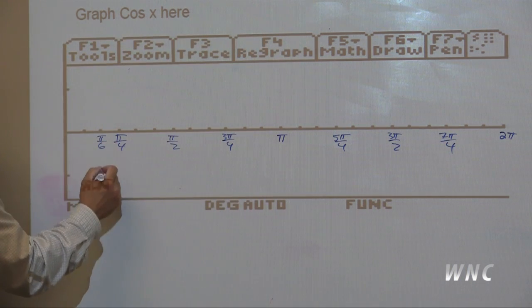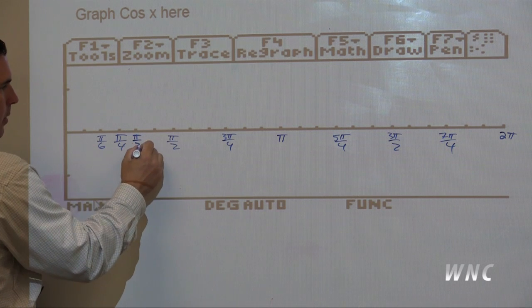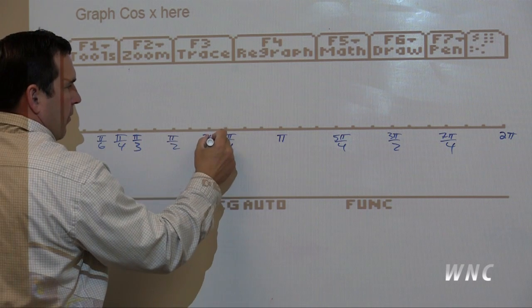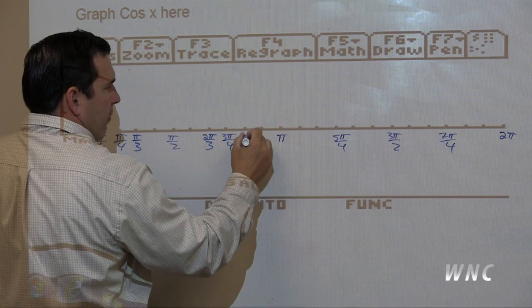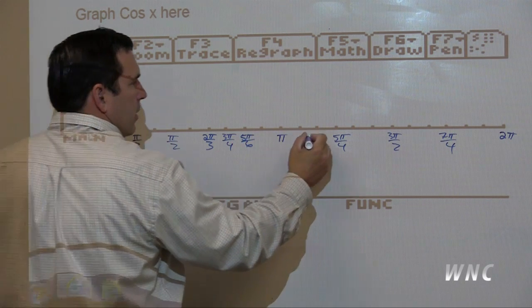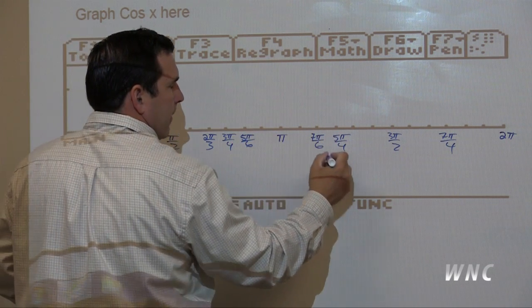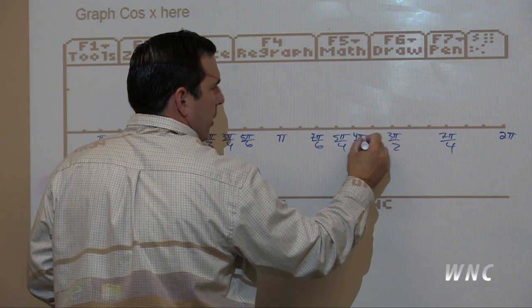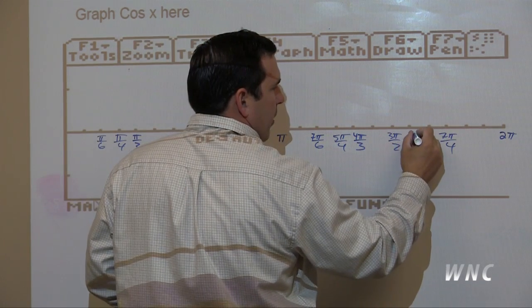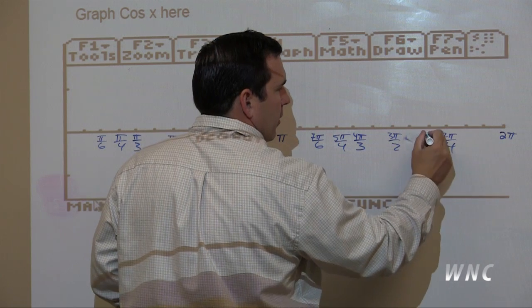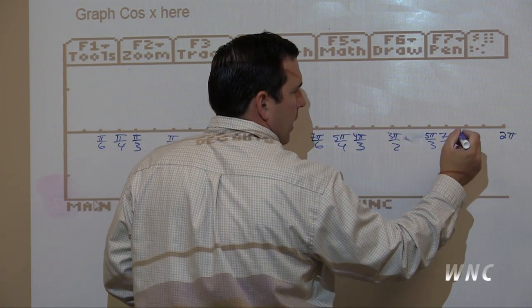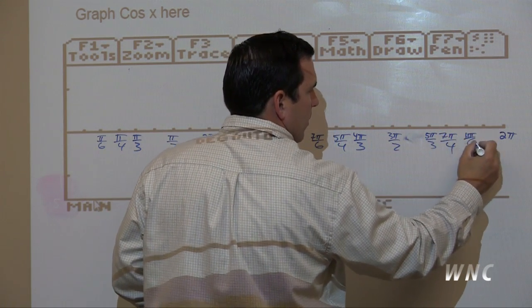Pi over 6, pi over 3, 2 pi over 3, 5 pi over 6, 7 pi over 6, 4 pi over 3, 5 pi over 3, oh, it's over here, and 11 pi over 6.